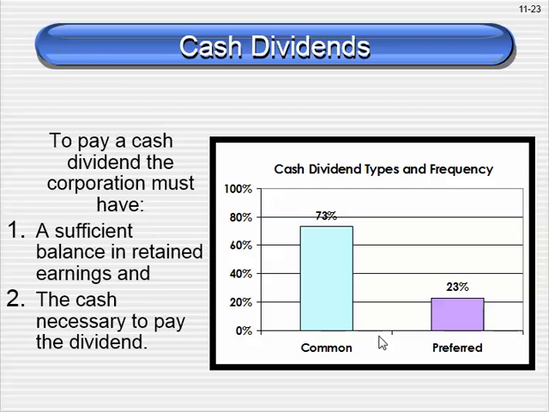A dividend is not guaranteed in most cases, so a company can choose to issue or not to issue. And some companies do tend to give dividends on a regular basis, assuming they're profitable, and some don't. So the basic types of dividends are cash dividends paid out on common or preferred stock. 73% of companies pay out on common stock, 23% on preferred stock.